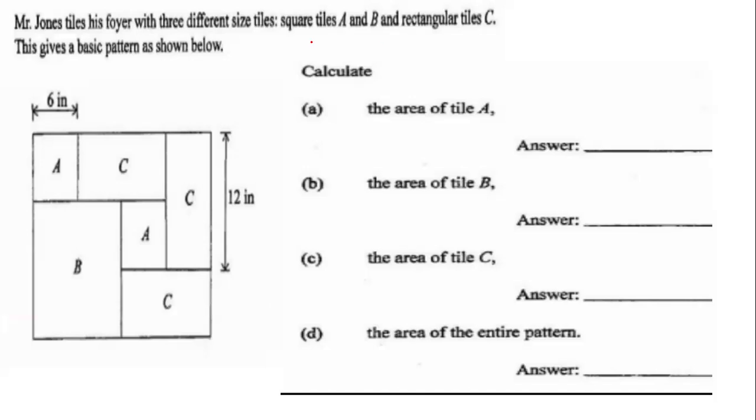So the area of a rectangle is going to be length times width. The same thing is true for a square. So that's all we need for this. That's literally all we need for this.